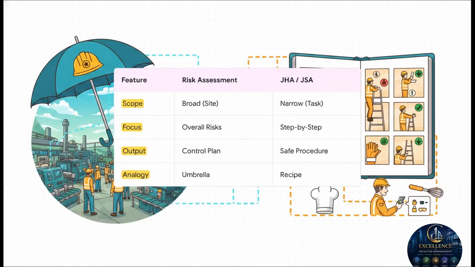And this table just lays it out perfectly. A risk assessment is your broad safety umbrella. A JHA, or a job hazard analysis, is like a step-by-step recipe for a very specific task. The risk assessment asks, what are the big risks here? The JHA asks, okay, for this one job, what can go wrong at every single step? One is your strategy, the other is your execution plan.